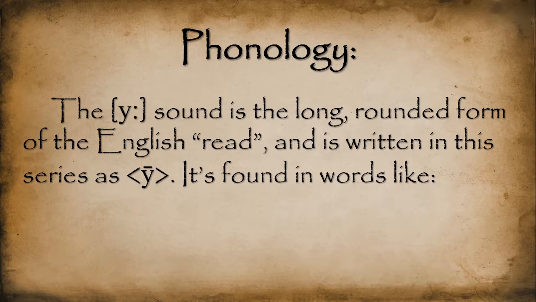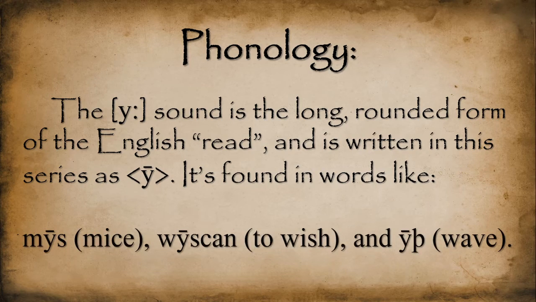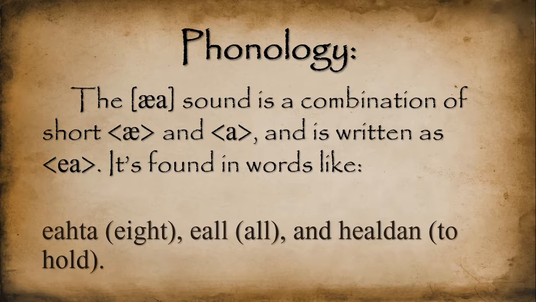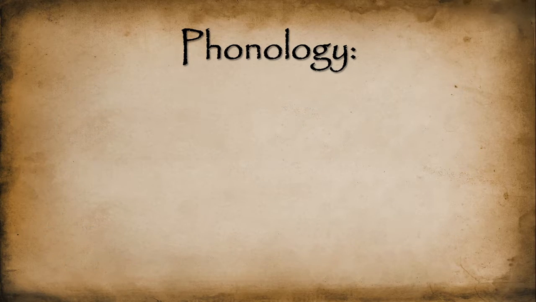The long Y sound is the long, rounded form of the English read and is written in this series as Y with a macron. It's found in words like mus, meaning mice, ruskan, to wish, and uth, meaning wave. The short EA sound is a combination of short ash and A and is written as simply EA. It's found in words like achta, 8, al, all, and haldon, to hold.